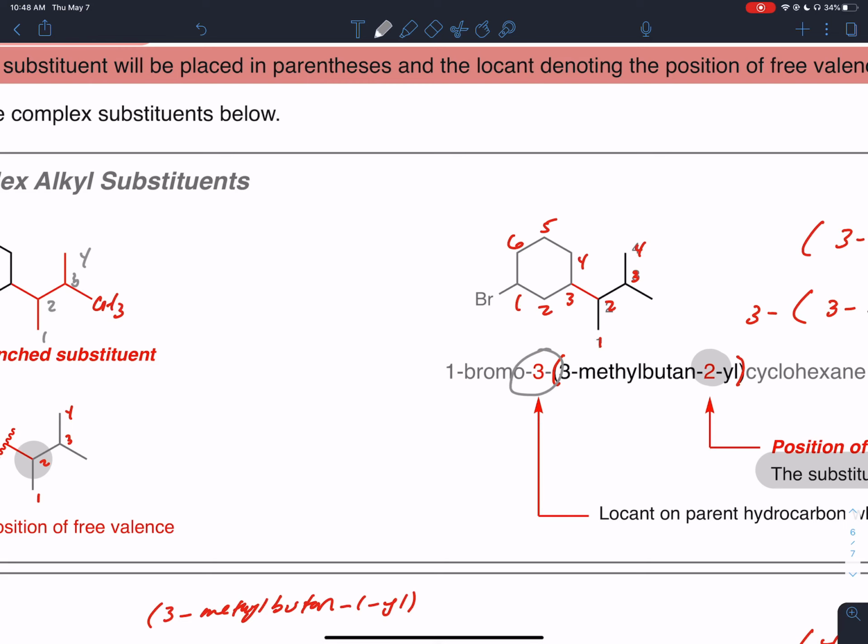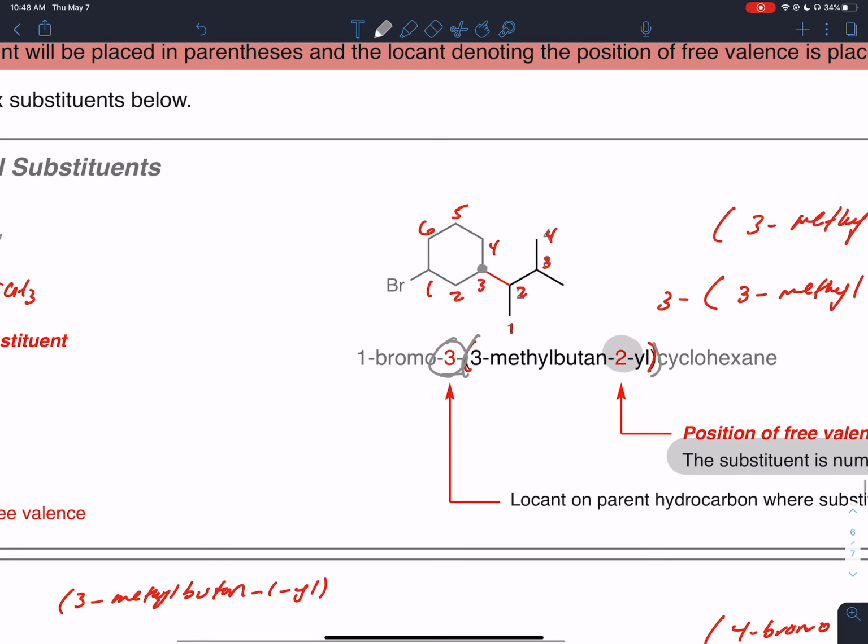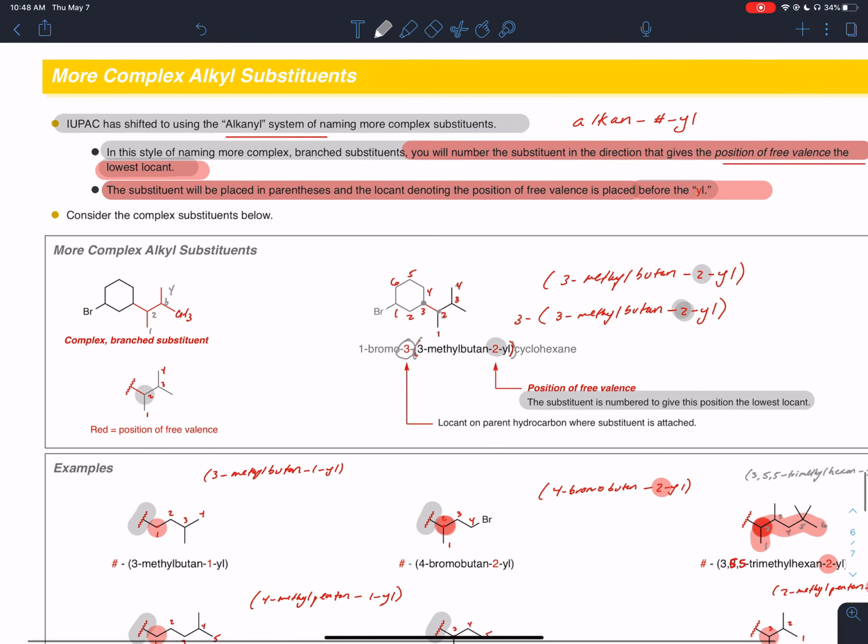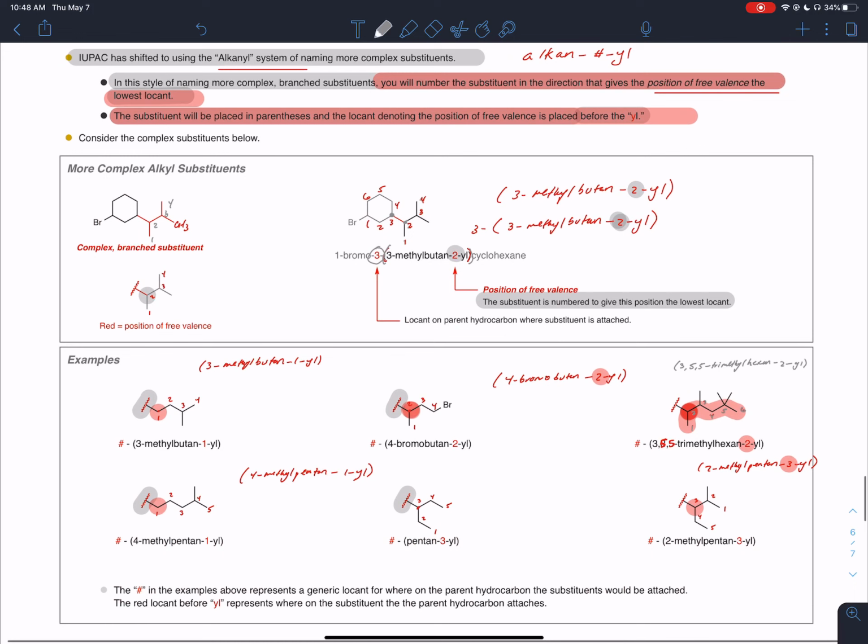And a locant that precedes the parentheses of your complex substituent is saying where on the parent hydrocarbon that complex substituent is attached. Okay, so these locants might be the same, or they could be different, because the 3rd position is on the parent hydrocarbon, but the 2nd position is on the complex substituent. So I can't stress this enough. This will take a little bit of time, and if you need to, watch this video over again and really be meticulous as you watch it. Process it visually, get your definition straight for the position of free valence, and pay attention to locants.